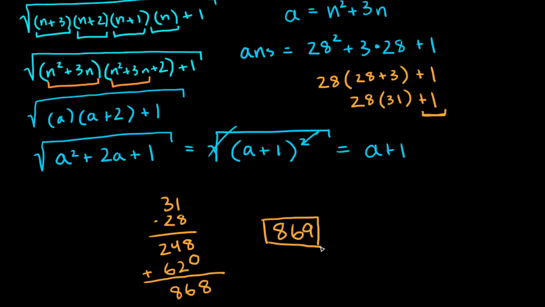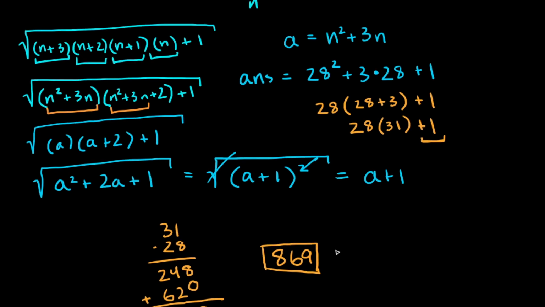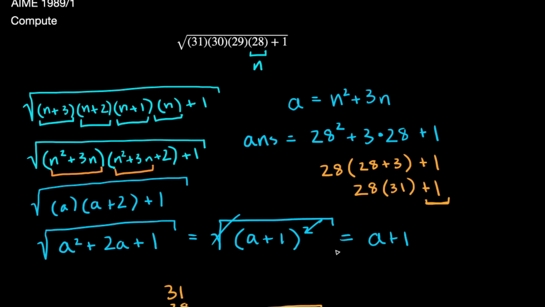Now, that really shows the power of substitutions, because we did not recognize that this expression would turn out to be a perfect square immediately until we looked at the substitution for A is equal to n squared plus 3n. So hopefully you found that interesting.